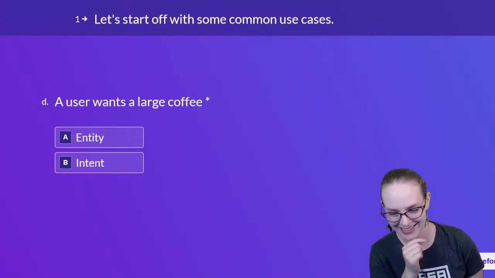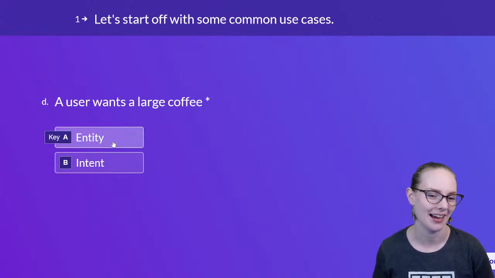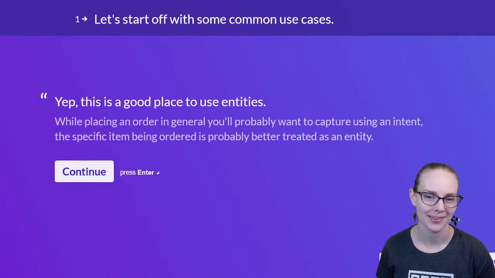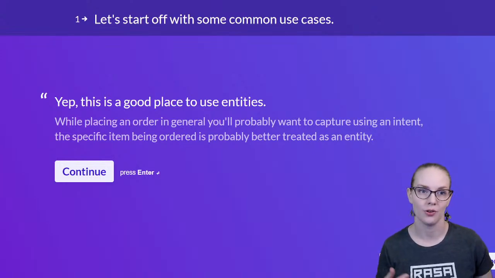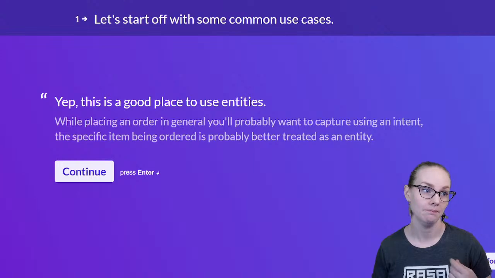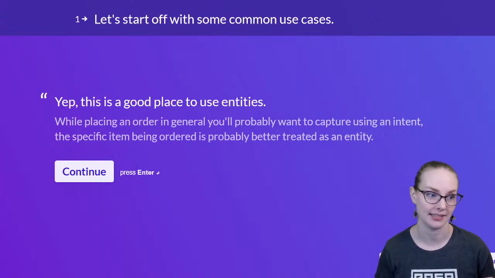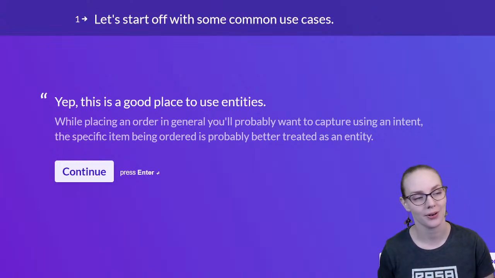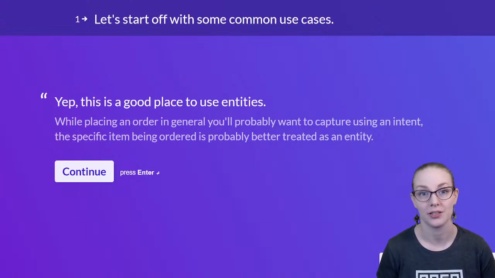Visual Kwan says, intent initially and an entity to get to know what he wants to order. Yes, so I think I know what your answer is going to be for this question, which is probably A, and also I'm just going to answer A throughout. Yes, you probably do want to use entities here. So placing an order in general, you'll probably want to capture that with an intent. A good way to think about this is when somebody is ordering, they're not always going to necessarily say what their order is. They might say something like, I want to place an order. But the specific item that they're ordering, you're probably going to want to treat as an entity.